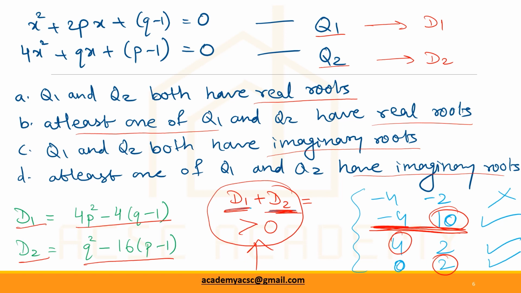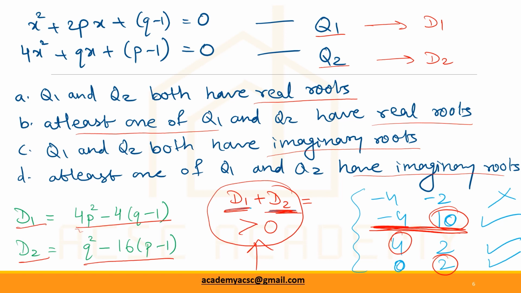And now, using this particular fact, what can we say about the quadratic equations? If at least one of D1 and D2 is positive, then at least one of Q1 and Q2 will have real roots. That is a direct implication, and that's the essence of this particular question that we need to catch and understand. And that is the analysis we have done.